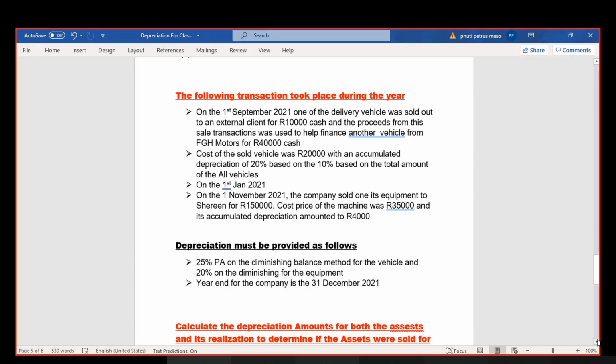On the 1st of January 2021, I don't know what I was doing there, sorry about that.